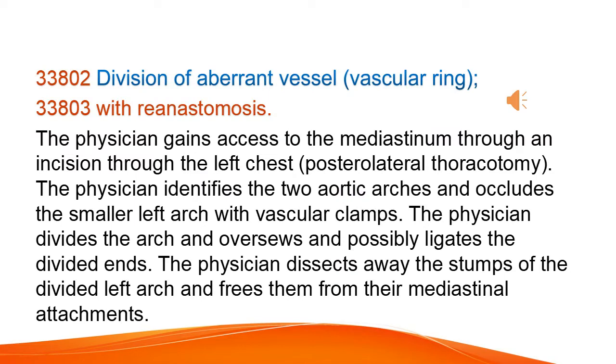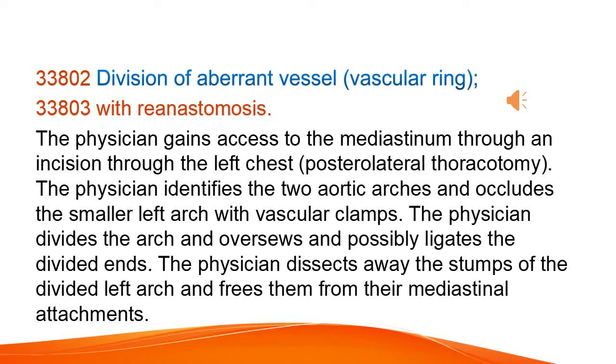Division of aberrant vessel, vascular ring. With reanastomosis, the physician gains access to the mediastinum through an incision through the left chest, posterolateral thoracotomy. The physician identifies the two aortic arches and occludes the smaller left arch with vascular clamps. The physician divides the arch and oversews and possibly ligates the divided ends.